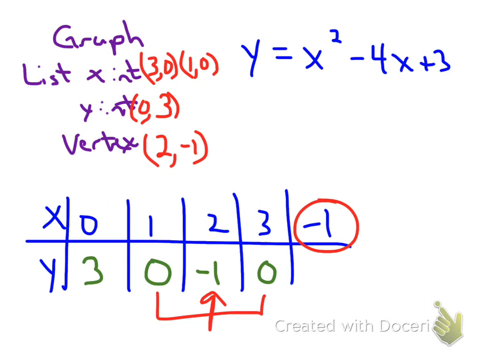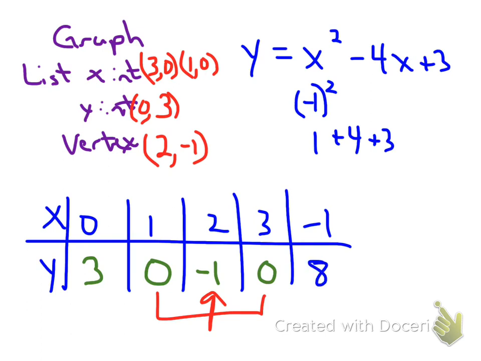If I did want to try some negative values, I just wanted to put this on here, just to remind you that if I put negative 1 in and I square it, that is a positive 1. Negative 1 times 4 is positive 4 plus 3, so my negative 1 value would be 8.